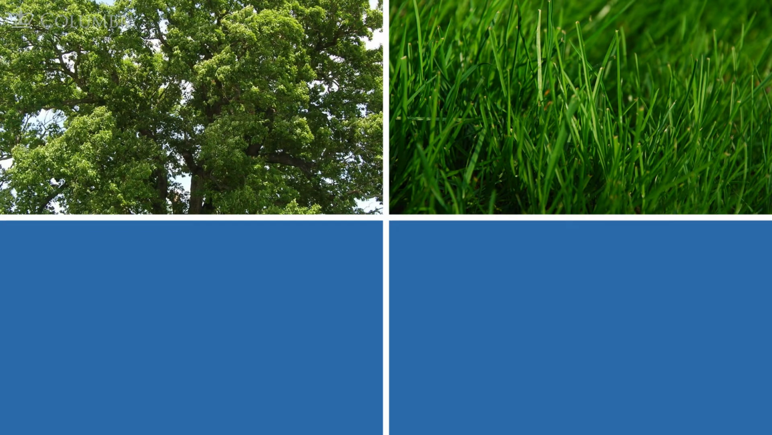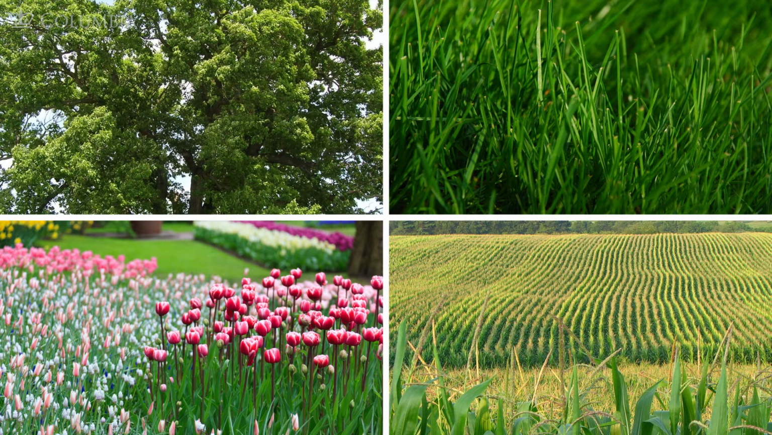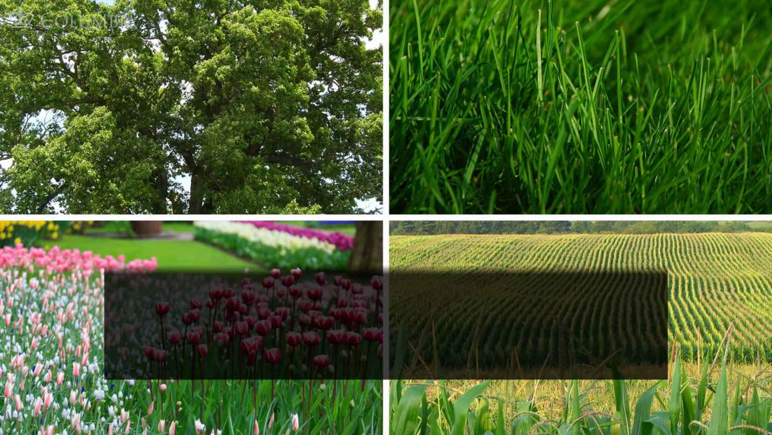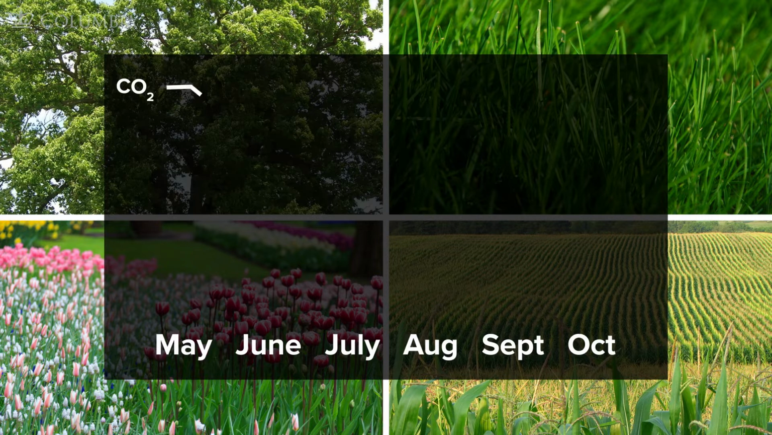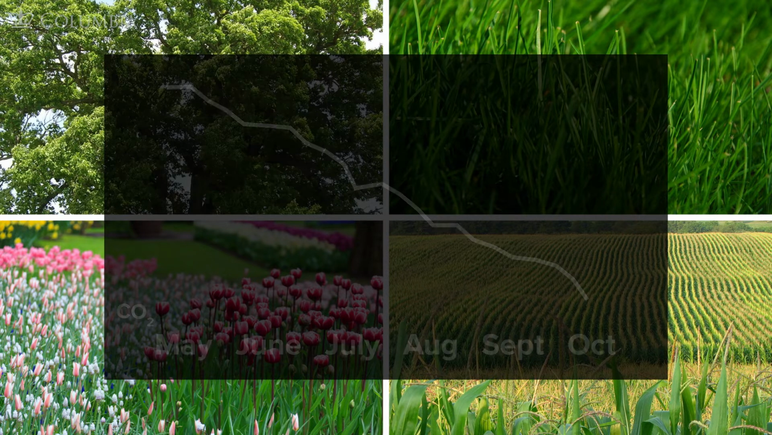So what happens in May? In May, the leaves come out on the trees, the grass all turns green, the flowers blossom in your garden, the corn grows in the field, and these plants get busy sucking carbon dioxide out of the air, breathing out oxygen, and making lots of plant material. The amount of carbon dioxide in the air steadily declines from May to June to July to August to September to October. Then what happens in October?